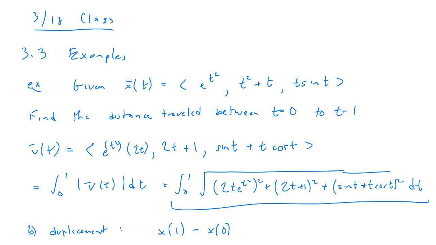So here it's nothing nice. X of 1 is e to the 1 and 2 and 1 sine of 1. And x of 0 is 1, 0, and 0. And then you subtract and you get back a vector function. So something like that.